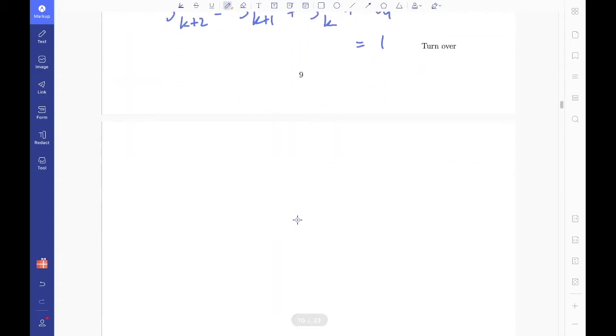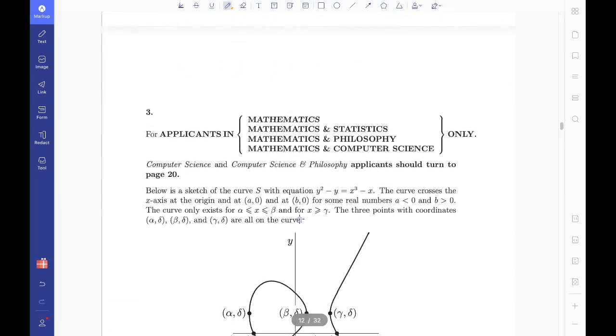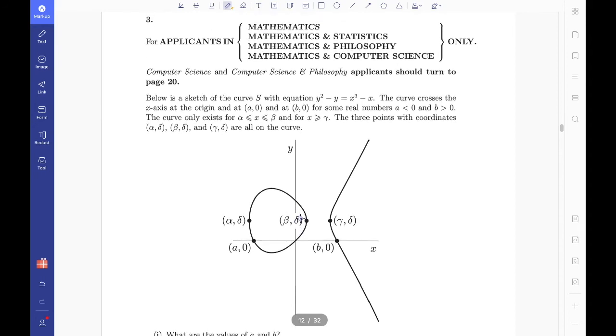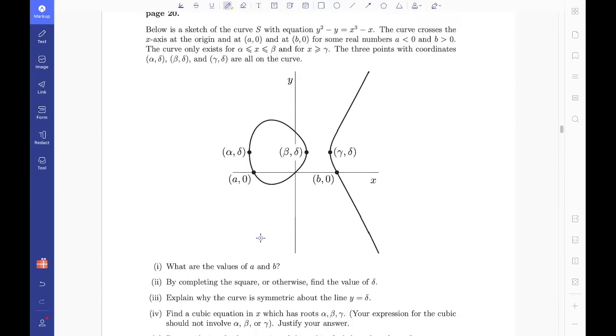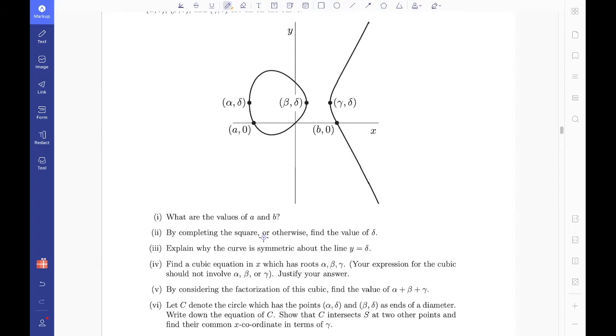Okay, cool. So let's go on to question 3. Below is a sketch of the curve S with this equation. The curve crosses the x-axis at the origin, at the point A,0, and B,0, and so on. Everything they say here is summarized in the graph by putting the points on and labeling them.